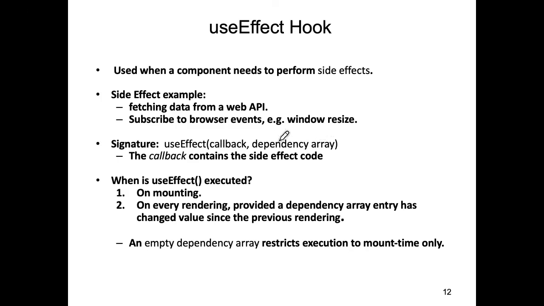And when a component re-renders, not on mount time now, but when it re-renders, what React will do is it'll check the variables in this array. It'll check to see, have they changed the value, any one of them changed the value since the previous re-rendering. So it must keep a history of the values. And if any one of them has changed value, then it will invoke the callback again. If none of them have changed value, it skips it.